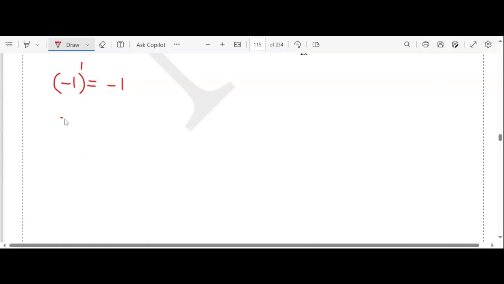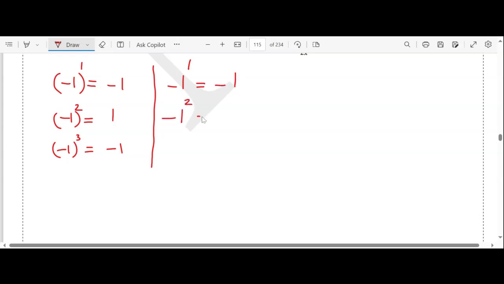-1 to the power of 1 is -1. -1 squared is 1. -1 to the power of 3 is -1. Okay, good. If I have -1 to the power of 2, how much is the answer? 1. If I have -1 to the power of 3, -1.